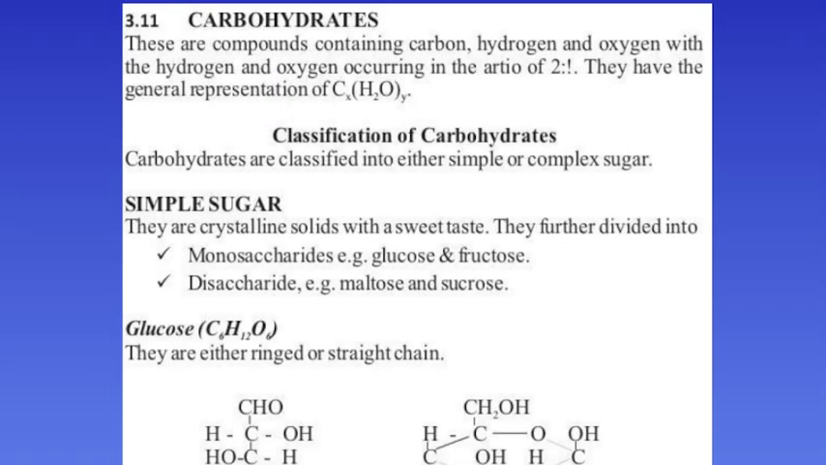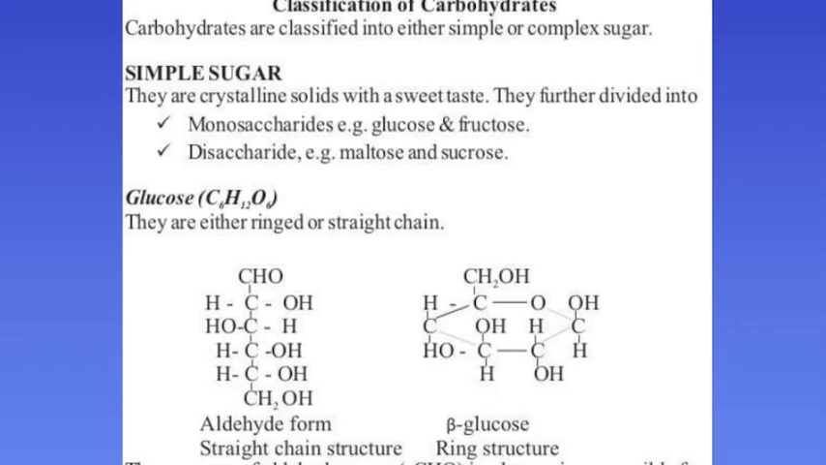Let's discuss carbohydrates. Carbohydrates are basically organic compounds which contain carbon, hydrogen and oxygen, with hydrogen and oxygen occurring in a ratio of 2:1. The implication is that every carbohydrate must contain carbon, hydrogen, and oxygen, but if you check the ratio of hydrogen to oxygen, it is going to be 2:1. They are generally classified into simple and complex sugars, where your simple sugars include your monosaccharides and your disaccharides.